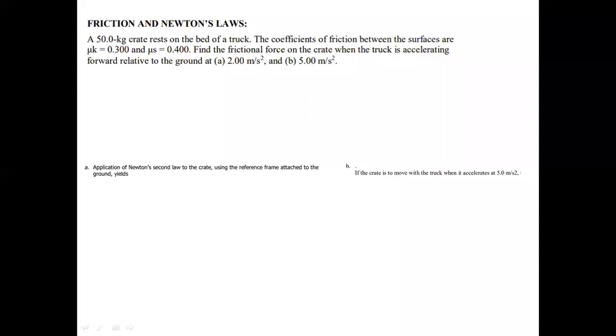This problem is all about the calculations for friction and Newton's laws. A 50-kilogram crate rests on the bed of a truck. The coefficients of friction between the surfaces are: the kinetic coefficient of friction, mu k, is equal to 0.3, and mu s, the static friction coefficient, is 0.4. Find the frictional force on the crate when the truck is accelerating forward relative to the ground at, for letter A, 2 meters per second squared, and for letter B, 5 meters per second squared.